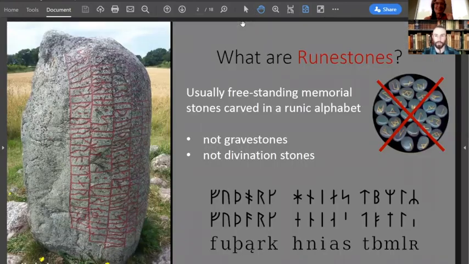Okay, so what are runestones anyway? A runestone at its most basic is just a stone carved in a runic alphabet. Most of them are freestanding, like the one you see on the left here, although there are some also that are carved into flat, exposed rock faces. So those would not be portable exactly. Not that a 2-ton stone is that portable, but you get the point.